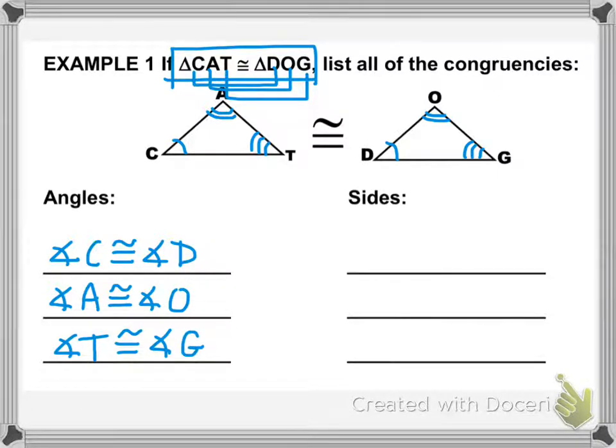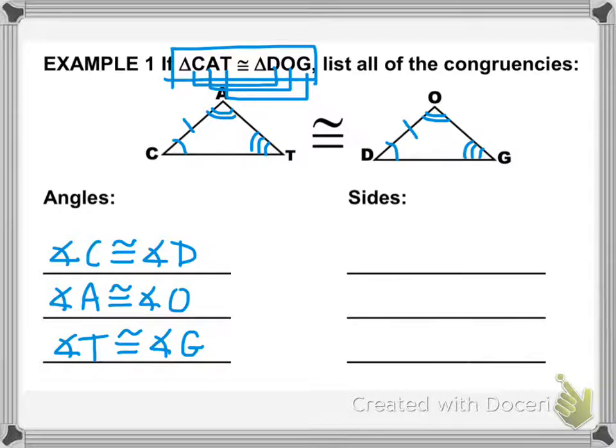Now the sides, if the triangles are drawn positioned the same way, like this one looks just like a translation, then the sides are very easy to match up. But if they're not, if they're flipped or they're rotated, look at the angle markings. So notice that between C and A I have a 1 arc and a 2 arc. So this segment CA is going to correspond to its congruent side on the other triangle, also between the 1 arc and 2 arc angles, which would be DO.